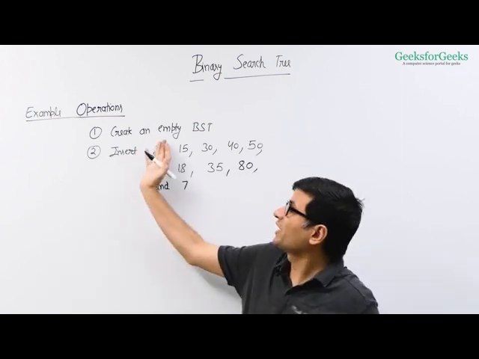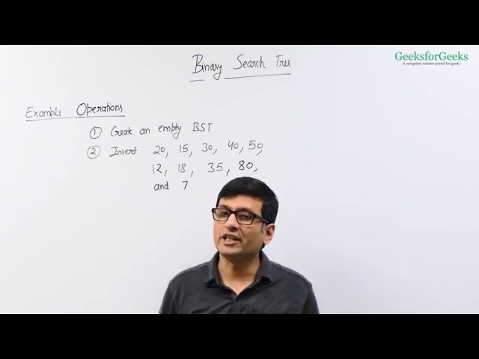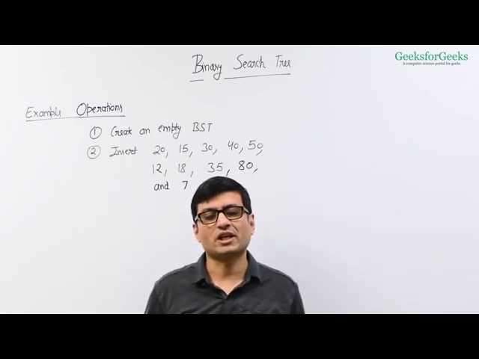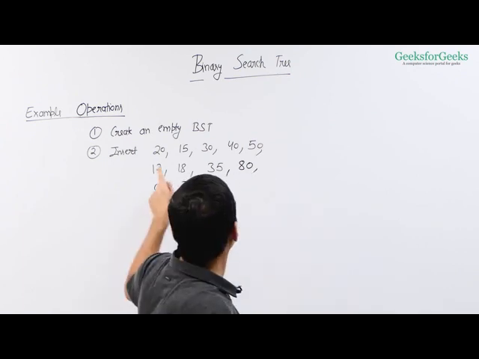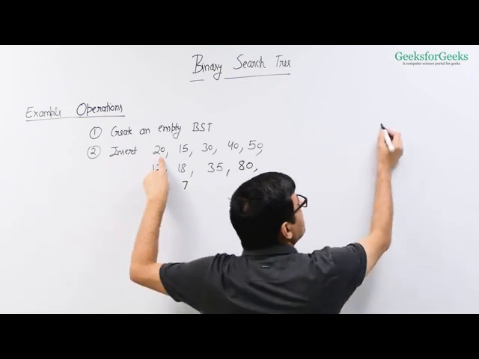So when you say create an empty BST, it is like creating an empty binary tree which has a root pointer or reference whose value is null. And then you insert this key 20. So 20 becomes the root.